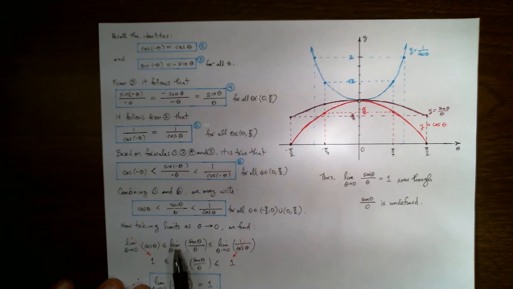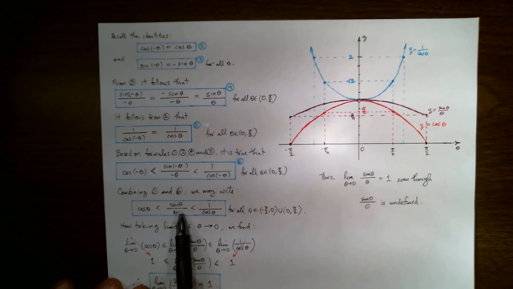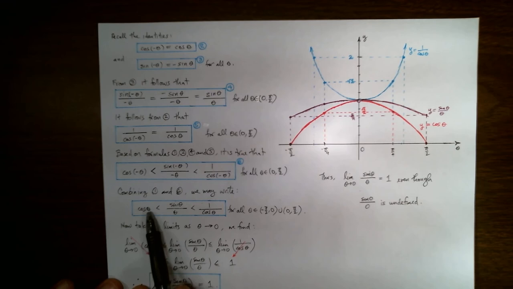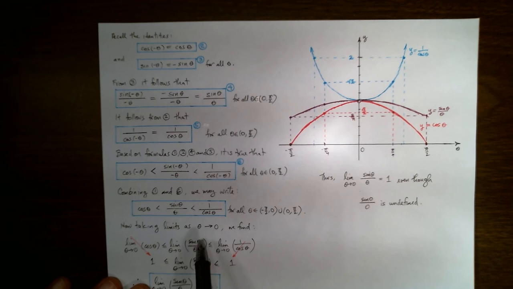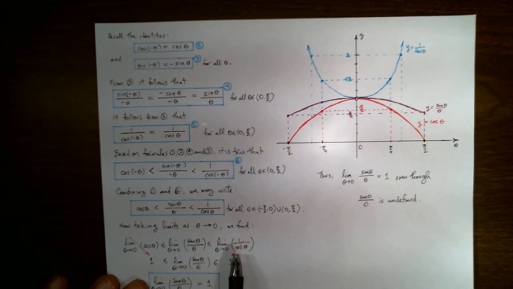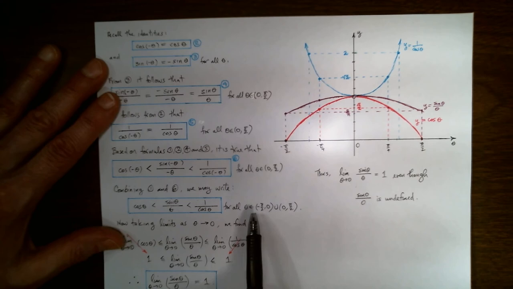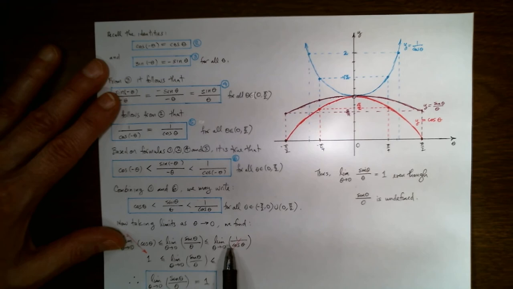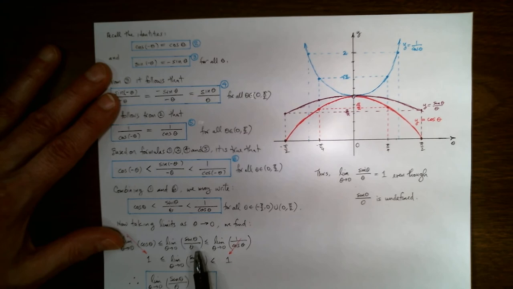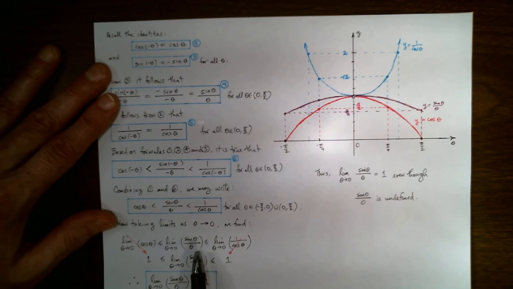Because the fact that the cos theta was always less than sine theta over theta near zero, then as we approach zero, the inequality must be preserved, or perhaps at worst, they would equal one another. And similarly, the fact that the sine theta over theta was always less than 1 over the cos theta means when we take their limits as theta approaches 0, the inequality is preserved, or possibly we obtain equality.